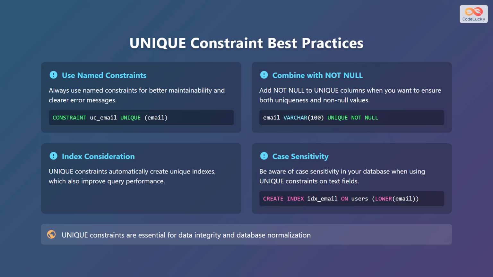Here are some best practices for working with unique constraints. Always use named constraints for better maintainability and clearer error messages. Combine unique with not null to ensure both uniqueness and non-null values. Understand that unique constraints automatically create unique indexes, which improve query performance. Also, be aware of case sensitivity in your database when using unique constraints on text fields. Remember, unique constraints are essential for data integrity and database normalization.